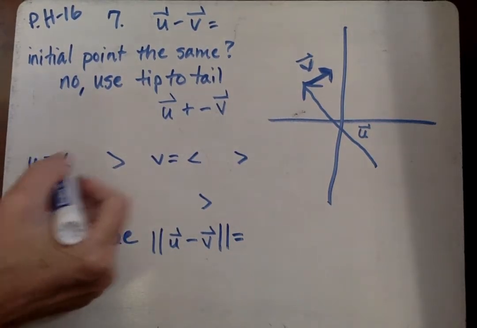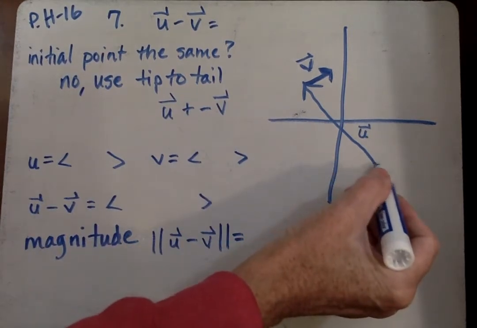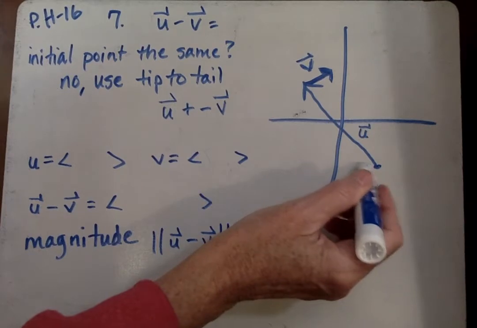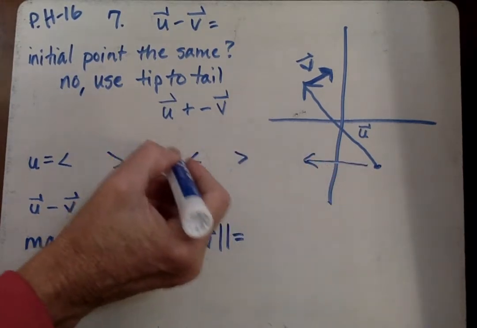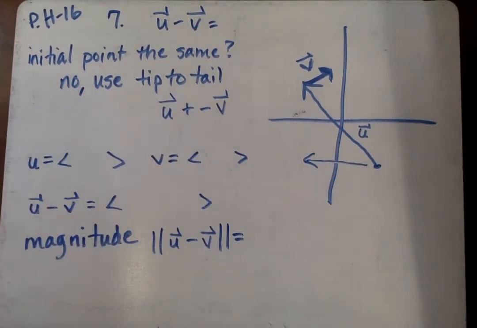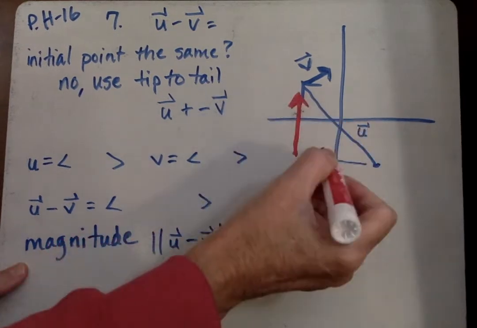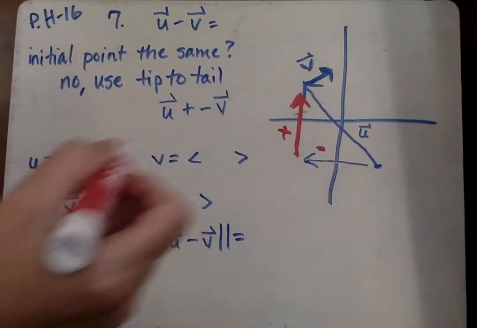So U right here does not start at the origin. So we got to count how many left. So that's going to be a negative number. And I should be doing this in a different color. And then how many up. So the first number is negative, but the second number is positive.